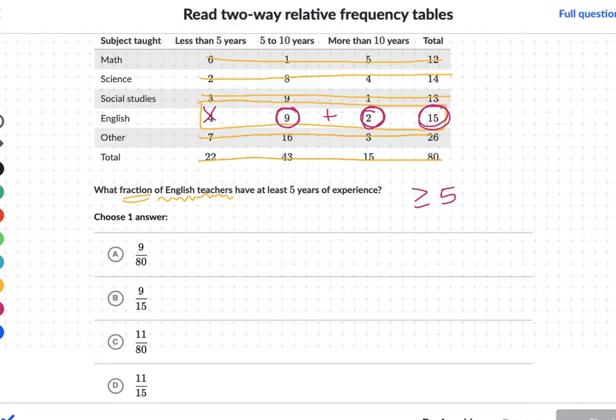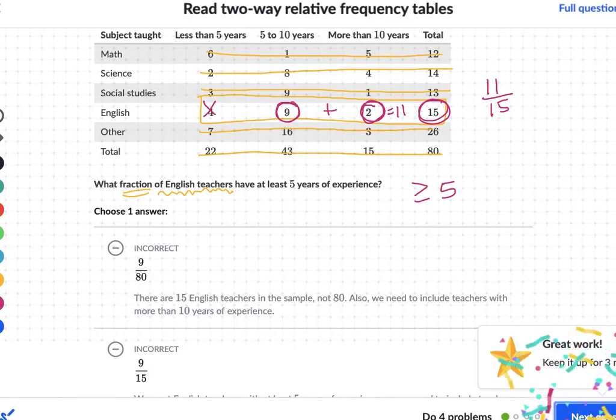So for this one, we're actually going to add 9 and 2 together to get 11. It's going to be 11 out of 15. So 11 out of the 15 total English teachers have at least 5 years of experience. That one was a little tricky because of the at least 5 years of experience.